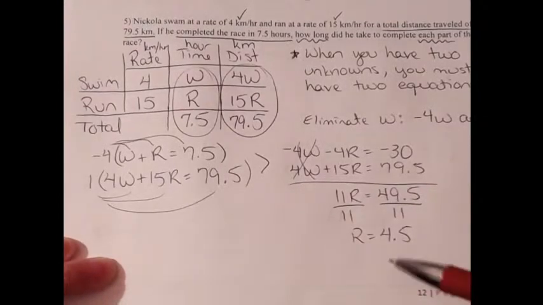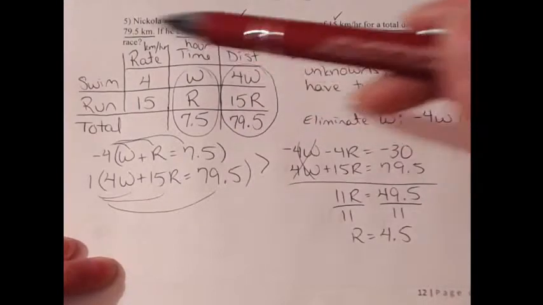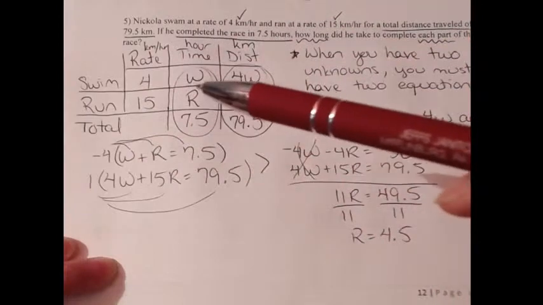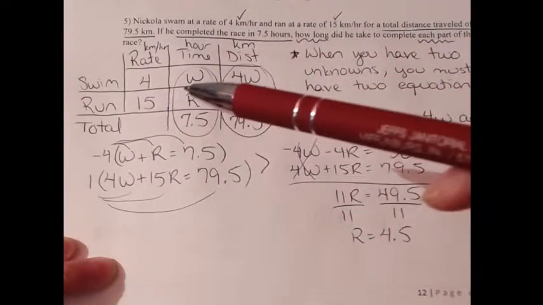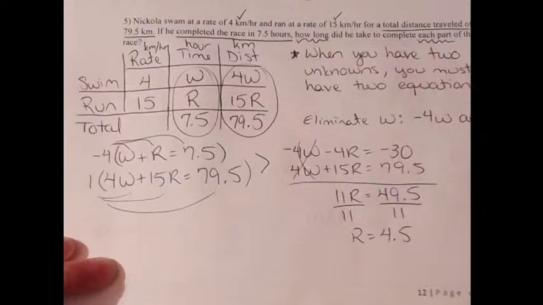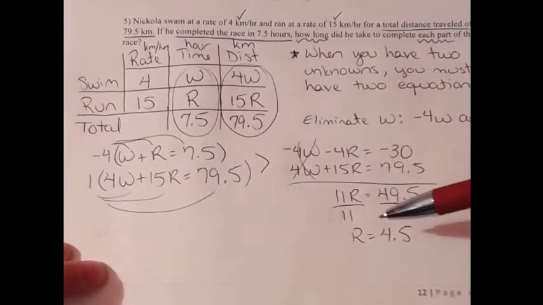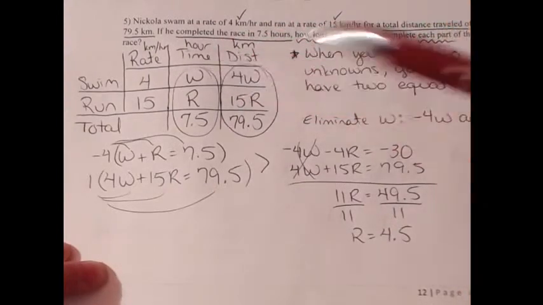Now, when we see this, R is 4.5, I'm immediately going to go back to my chart. R is the time Nicola ran. So the time Nicola ran was 4.5 hours. Okay, so I'm going to make a note of that. And this is going to be part of our answer. Now, the only thing here is we need to figure out the time Nicola swam.